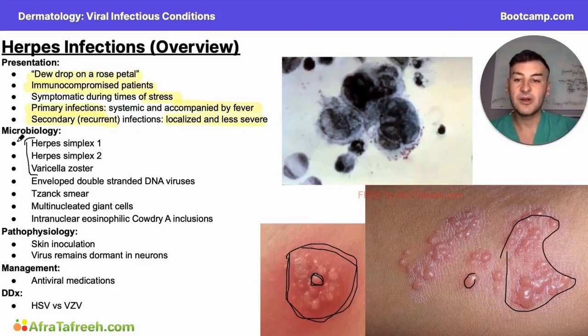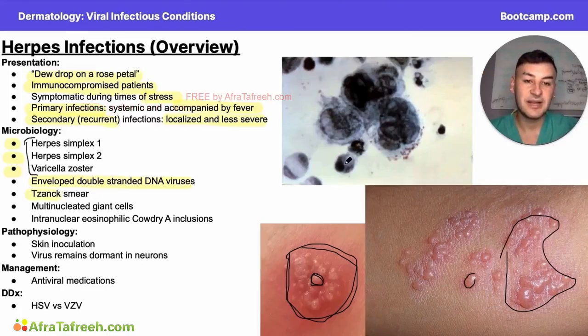So we talked about our 3 bugs that can cause herpes infections, so herpes simplex 1 and 2, as well as varicella zoster, okay? Let's talk about some important micro details. These are going to be enveloped double-stranded DNA viruses, and a great high-yield fact is that these are going to stain on a special smear called a Tzanck smear, okay? And this is a picture of that smear here, and an important finding is that you're going to see these dark intranuclear inclusions, okay? So I'm circling 2 of those here.